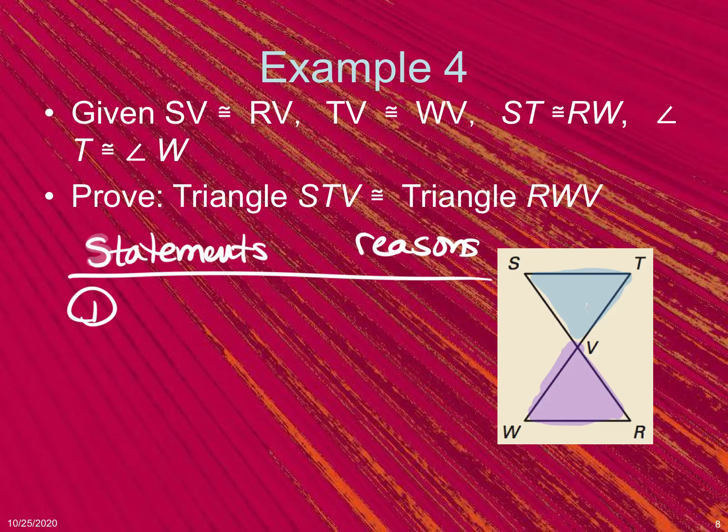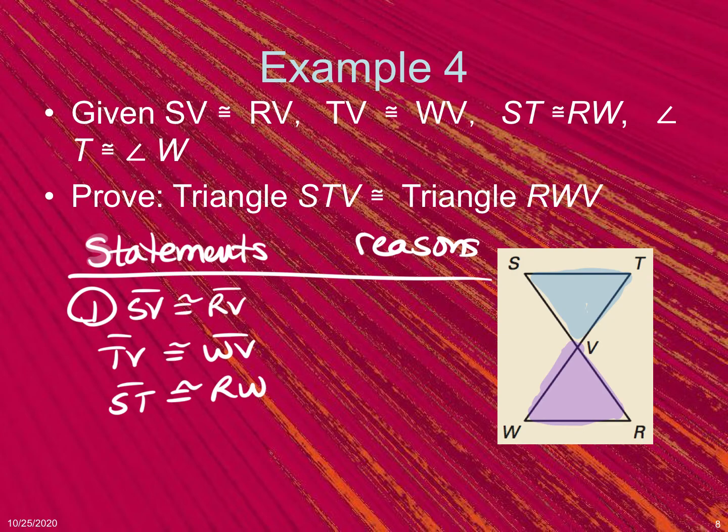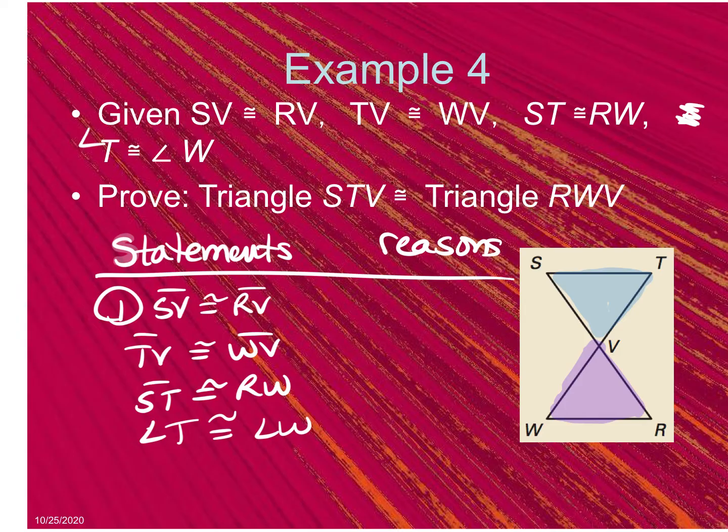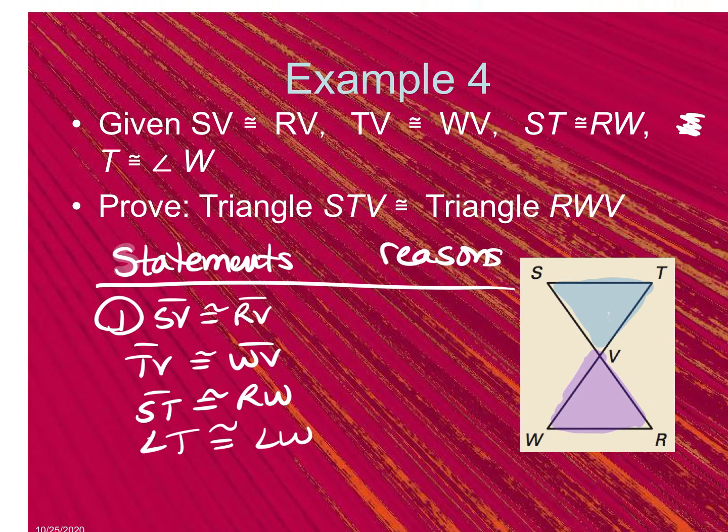I'm going to state all this given, and then I'm also going to mark it in the picture. So they gave me that SV is congruent to RV. They also gave me that TV is congruent to WV, and that ST is congruent to RW, and this little angle mark here should be in front of the T. Angle T is congruent to angle W. So this was all given.